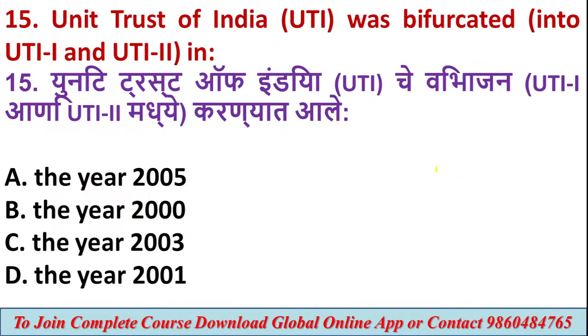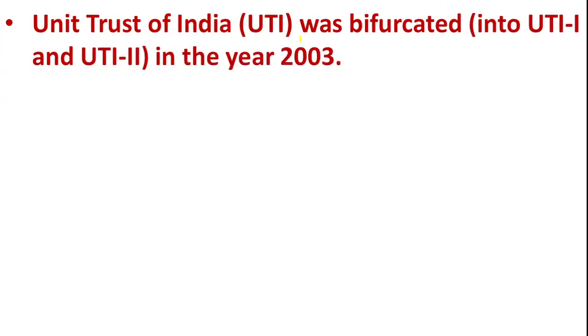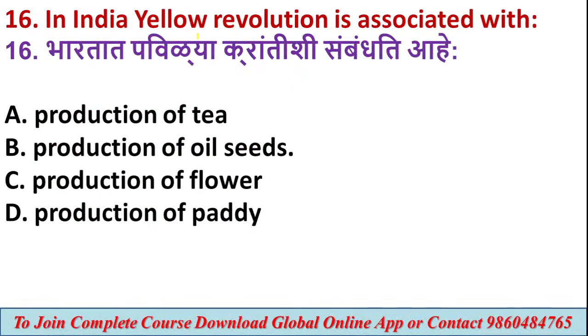Question number 15. Unit Trust of India, UTI, was bifurcated into UTI 1 and UTI 2 in the year option A 2005, option B 2000, option C 2003, option D 2001. The correct answer is option C, 2003. The Unit Trust of India was bifurcated into UTI 1 and UTI 2 in the year 2003.